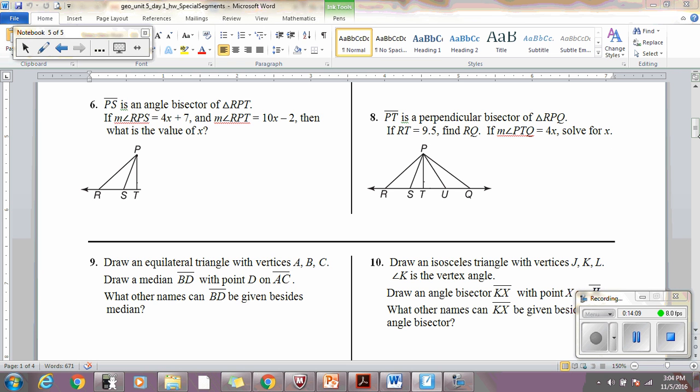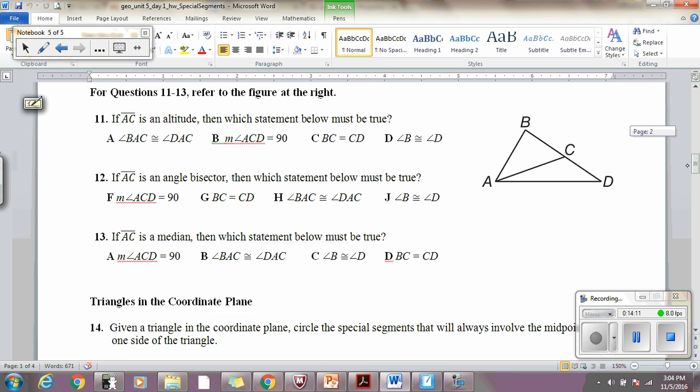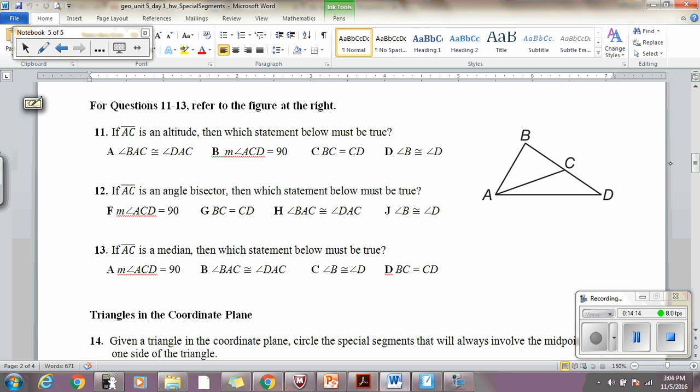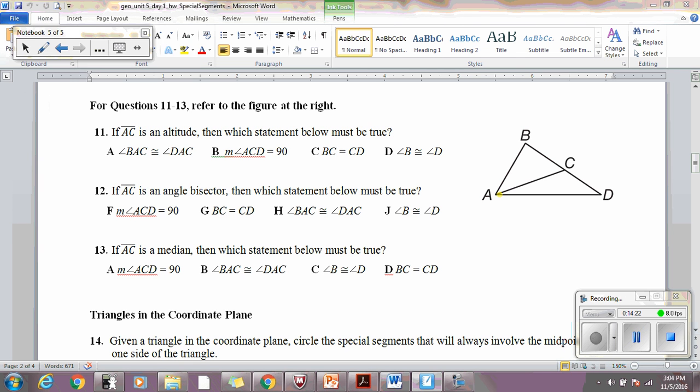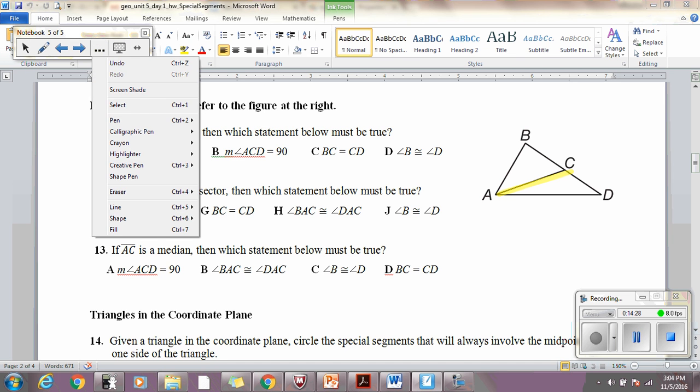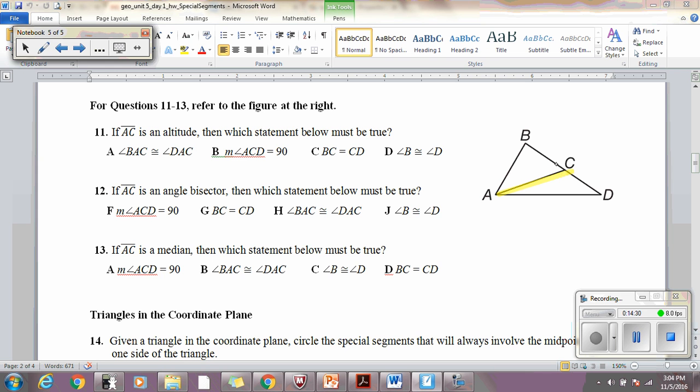All right. Let's flip it over to the next set of problems I asked you to do. Number 11 says AC is an altitude. So it's an altitude, which means that it would form a 90-degree angle right here. So now that I know that, I know that the measure of ACD is going to equal 90 degrees. So B is a true statement.